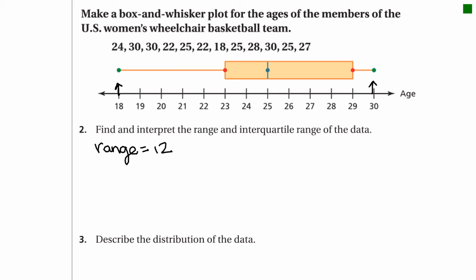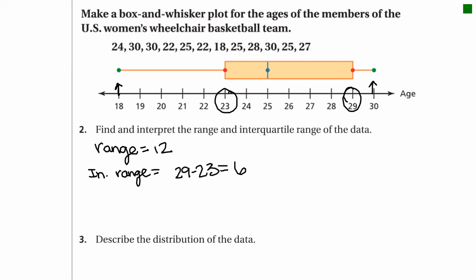The interquartile range, remember for that, we take the third quartile minus the first quartile. So 29 minus 23, what is 29 minus 23? That is 6.